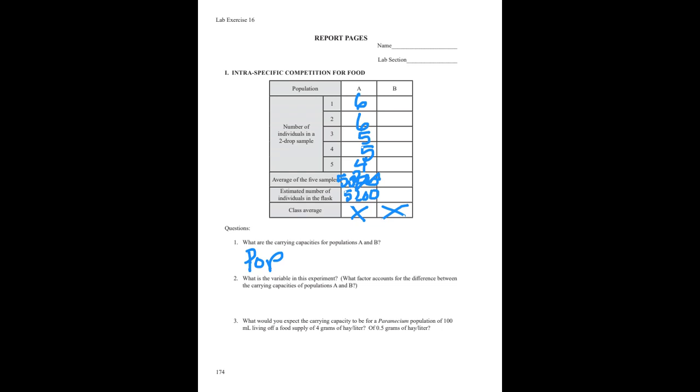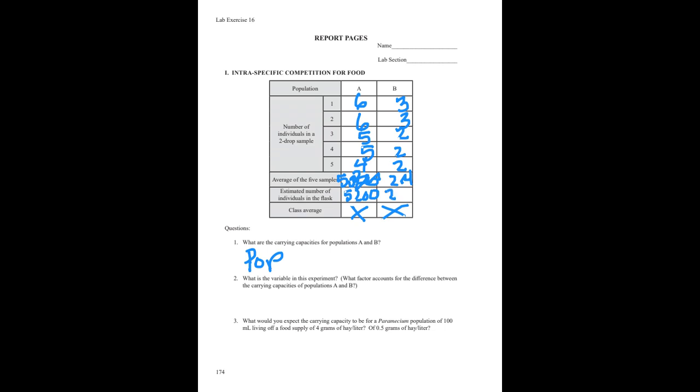Okay, and then we go on to population B. Sample 1 has 3. Sample 2 has 3. Sample 3 has 2. Sample 4 has 2, and sample 5 has 2. So this gives us 12 individuals total divided by 5 samples, right? So we have 12 divided by 5. And our average of these is 2.4. So our estimate is 2.4 times 1,000, so it's 2,400.